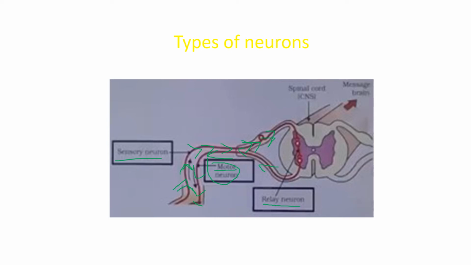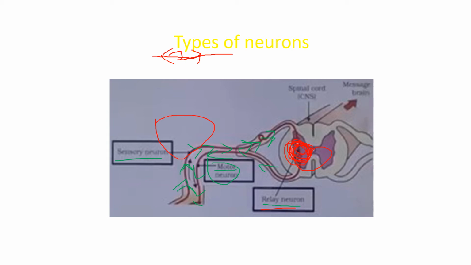See here, suppose this is one neuron. This is the sensory neuron. In this figure, the sensory neuron is this, and the motor neuron is this. These both are attached by a neuron which is called a relay neuron. It is attached like this. This neuron is called a relay neuron. What is a relay neuron? The neuron which attaches the sensory neuron and motor neuron or other neurons is called a relay neuron.